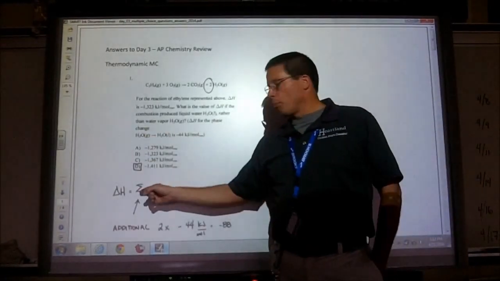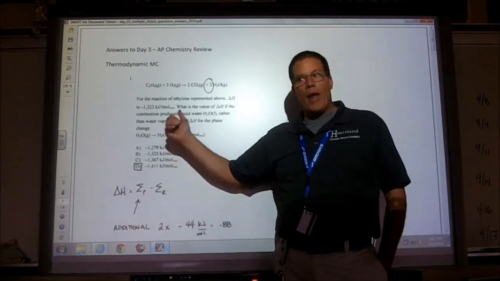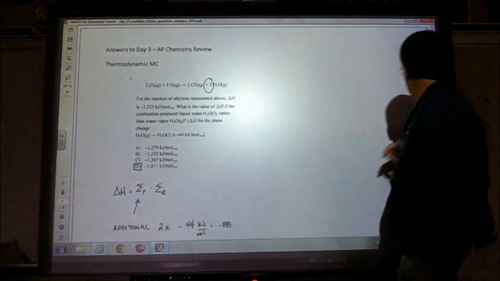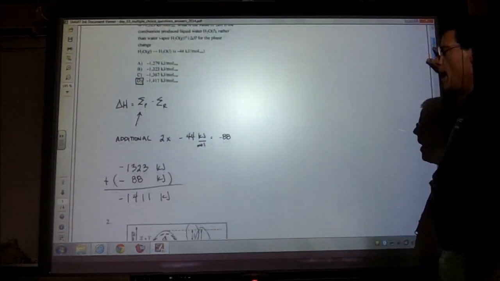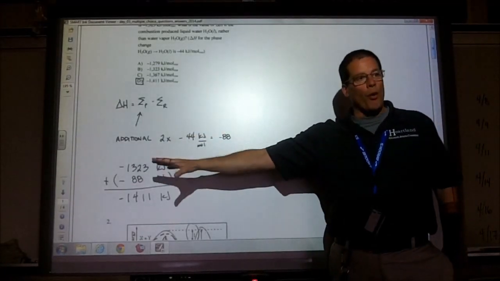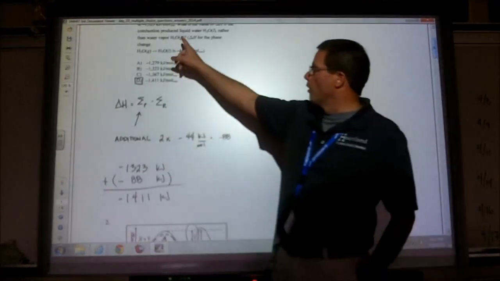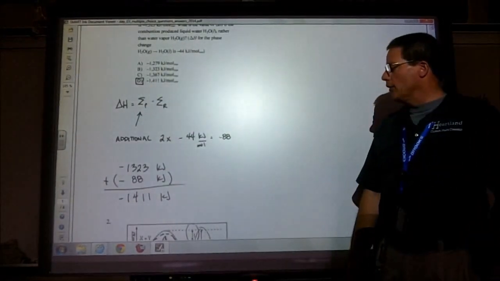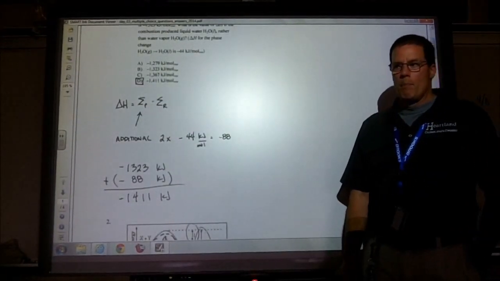So knowing that it's products minus reactants, and we have a negative value, what that means is that we're going to add a negative 44 times 2 to the total heat that we had earlier. So the correct answer for that is D. Ha, stupid.